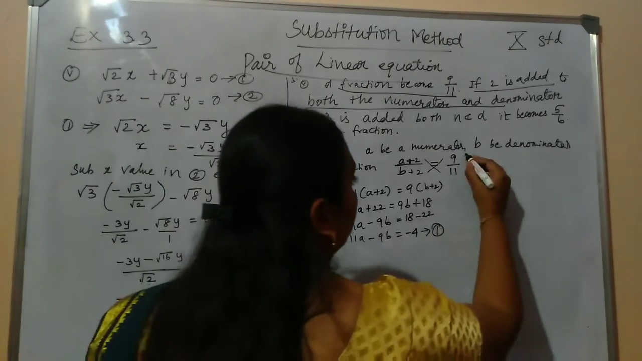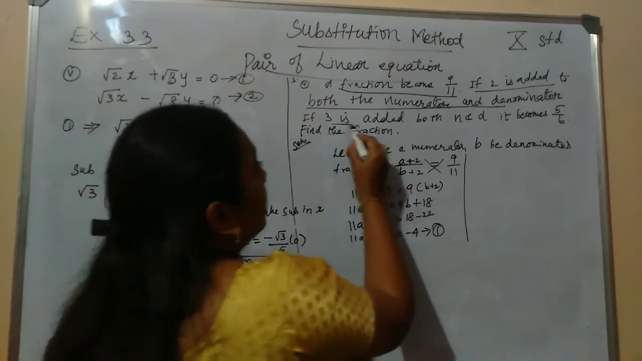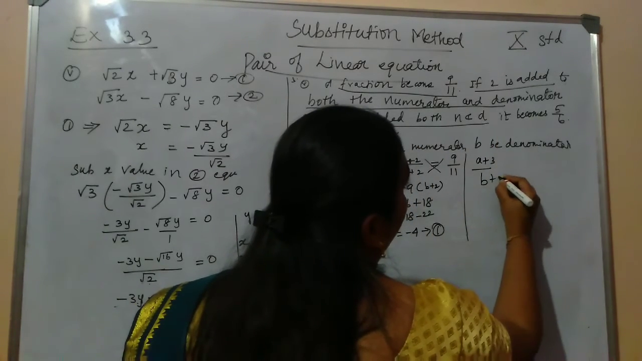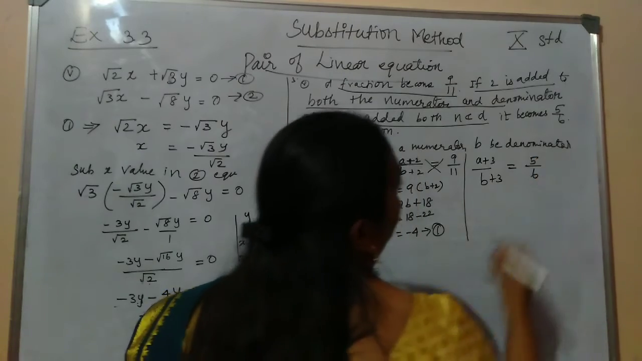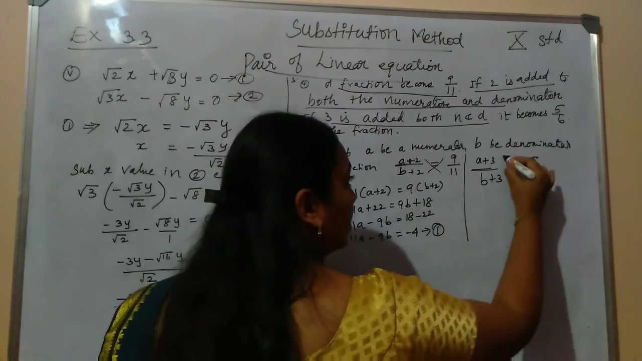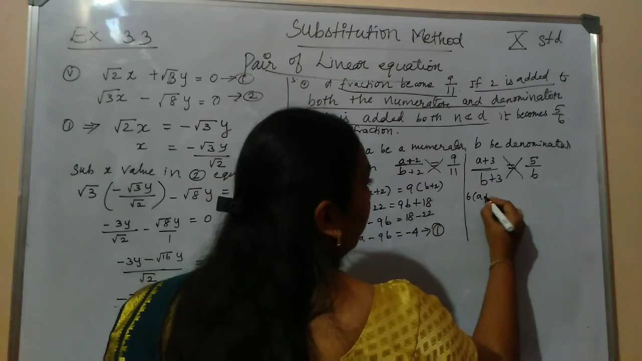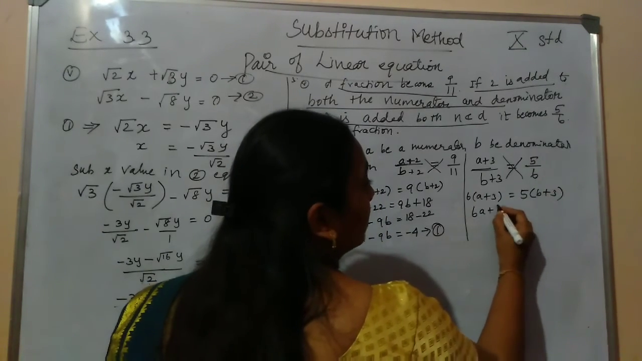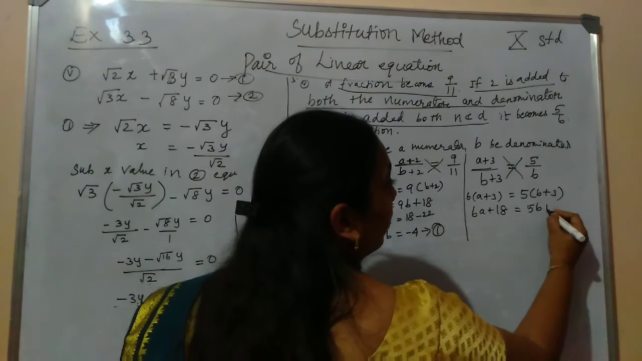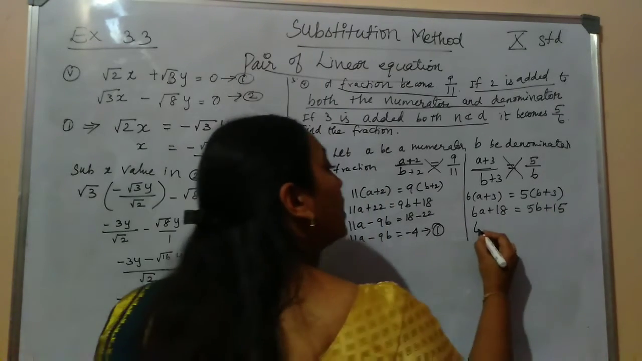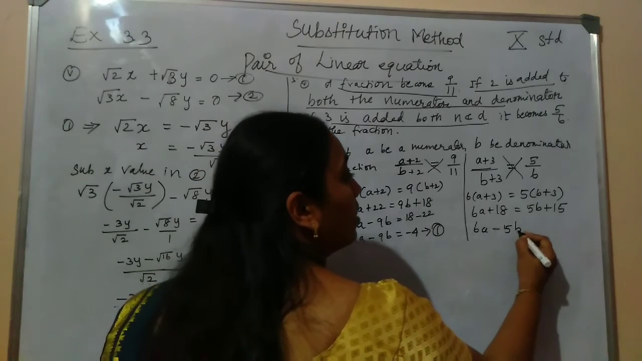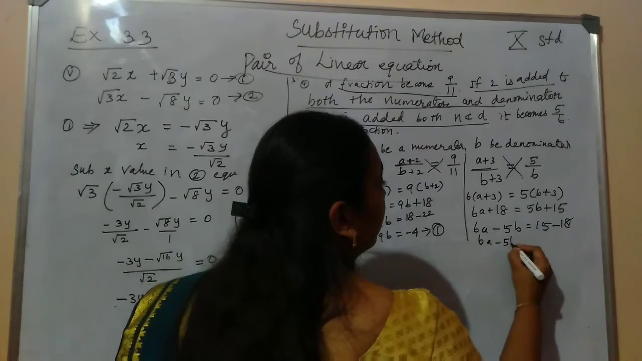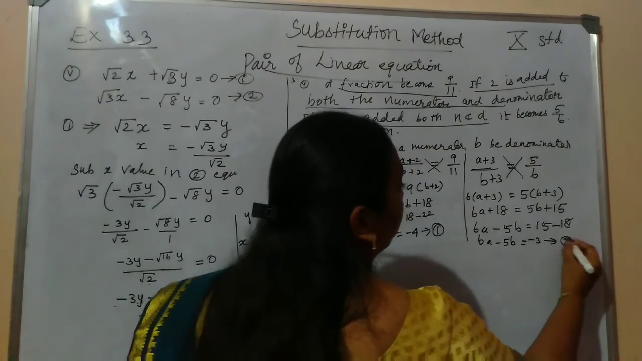Okay, what is the next equation? How to find it? 3 is added to both the numerator and denominator. So in a by b, what should I add? Plus 3, plus 3. It becomes 5 by 6. Do cross multiplication as usual. So 6 into (a plus 3) equals 5 into (b plus 3). 6a, 6 threes are 18. 5b, 5 threes are 15. So 6a, bring 5b this side, minus 5b, and 15 plus 18, bring 18 this side, minus 18. So 6a minus 5b equals minus 3. It is the second equation.